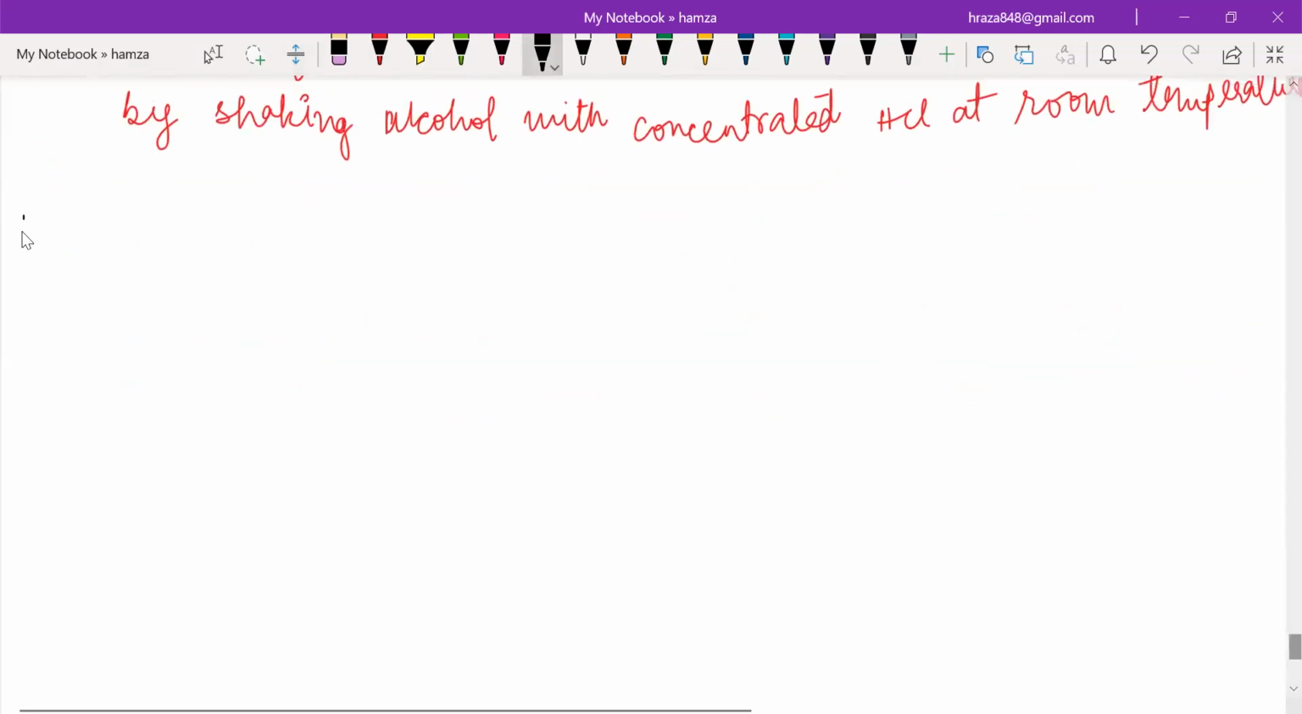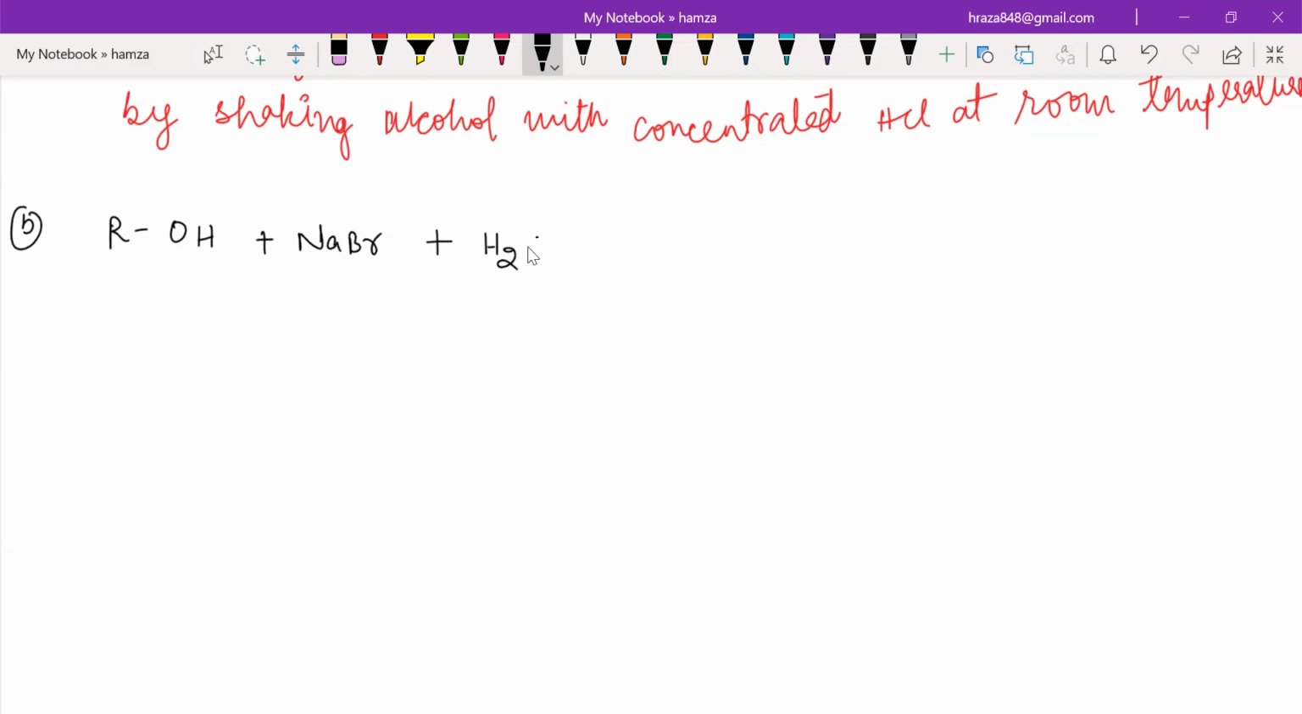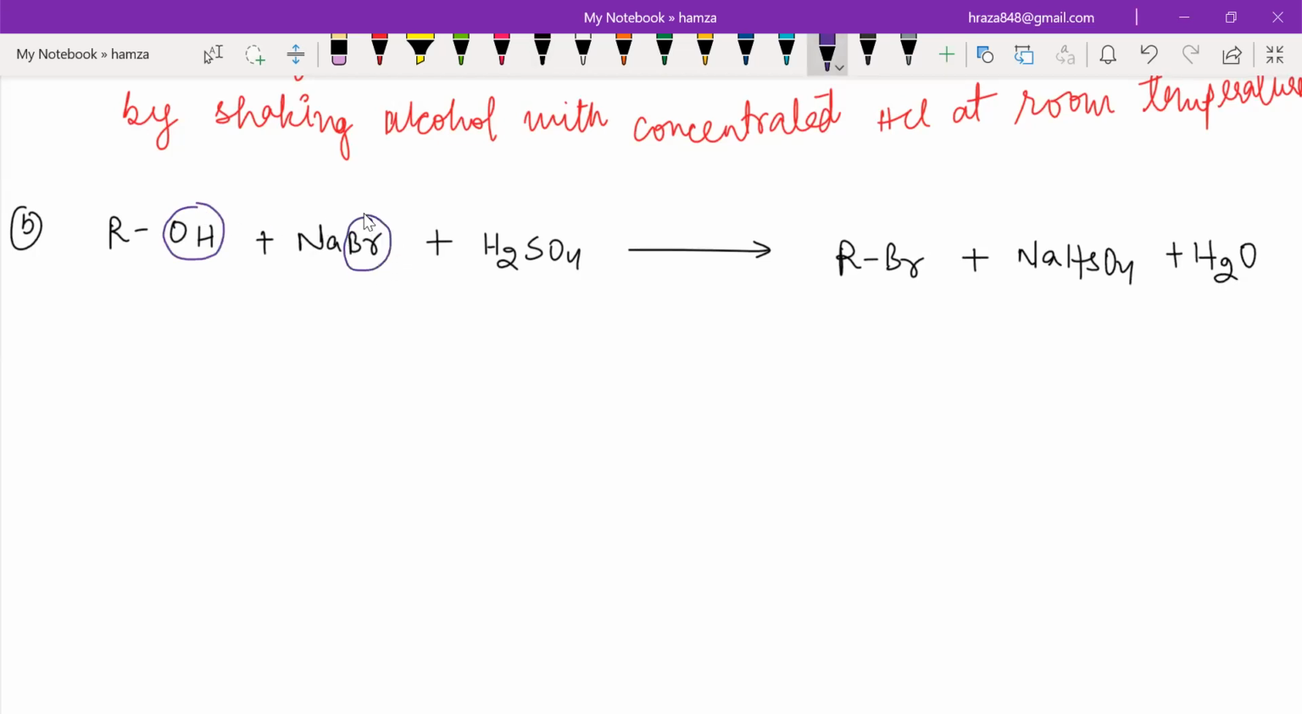Now other methods will also be there for the preparation of haloalkane. You can see the second method, B. From alcohol, you are going to mix NaBr and H2SO4. That will give RBr, bromoalkane, along with NaHSO4 plus H2O. So what happens here? Just replace this OH with bromine.